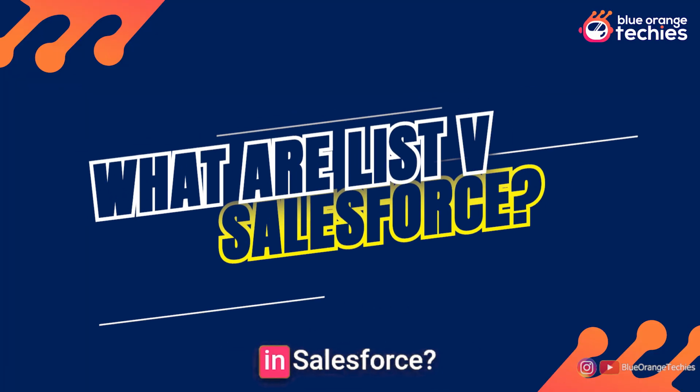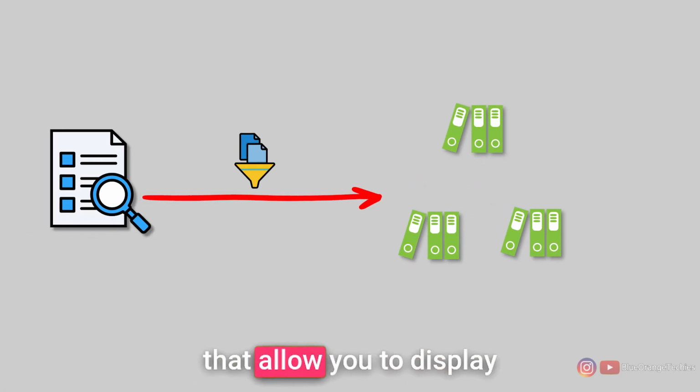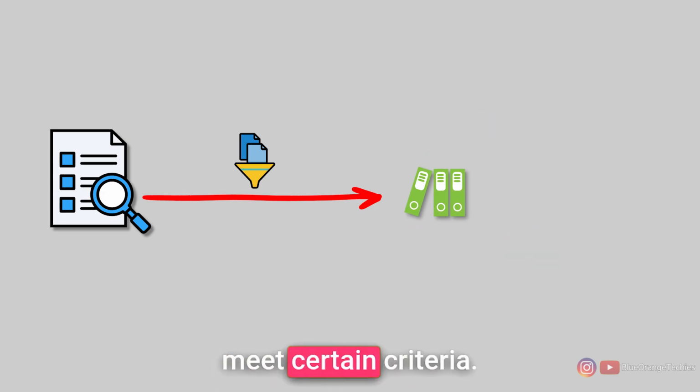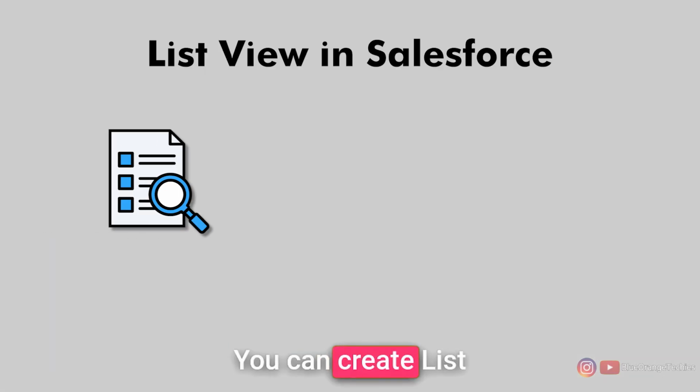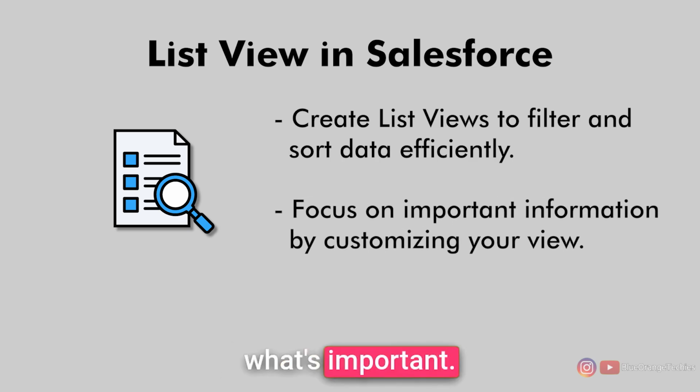What are list views in Salesforce? List views in Salesforce are customized views that allow you to display specific records that meet certain criteria. You can create list views to filter and sort data, making it easier to focus on what's important.